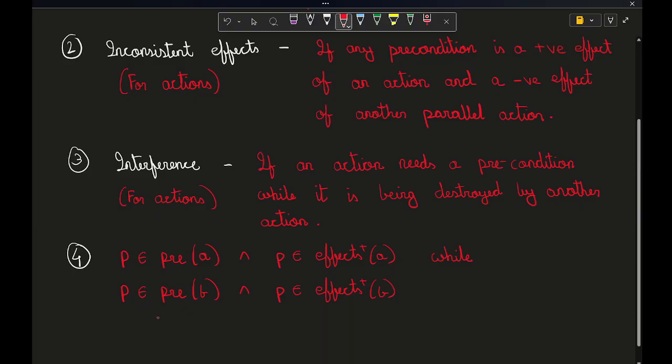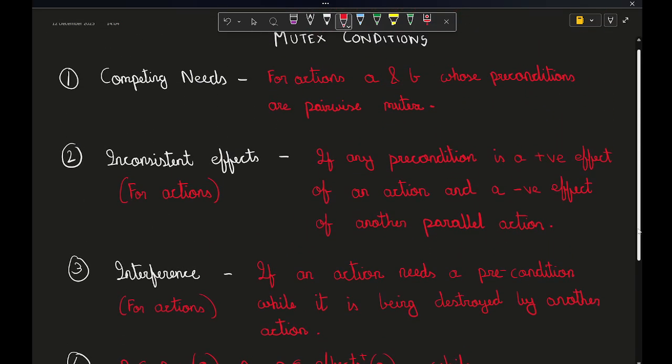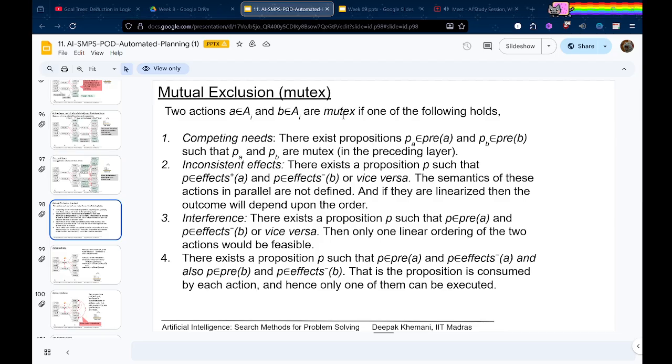So again, A and B are mutex. So when are two propositions mutex? Can two propositions be mutex, or is it just the actions that are mutex? Propositions also can be mutex. Yeah, there was a question, so then it should be the case. But according to which of the four properties can we say that propositions are mutex?